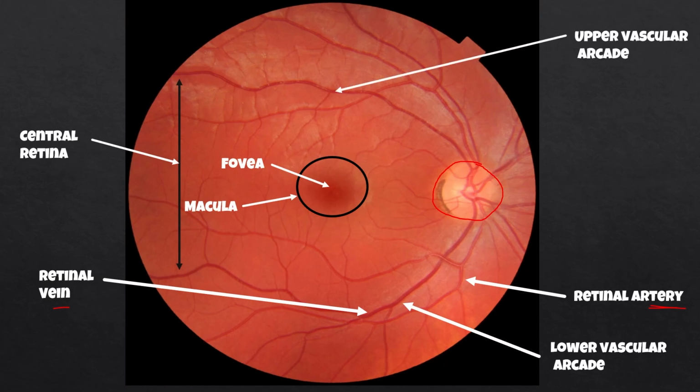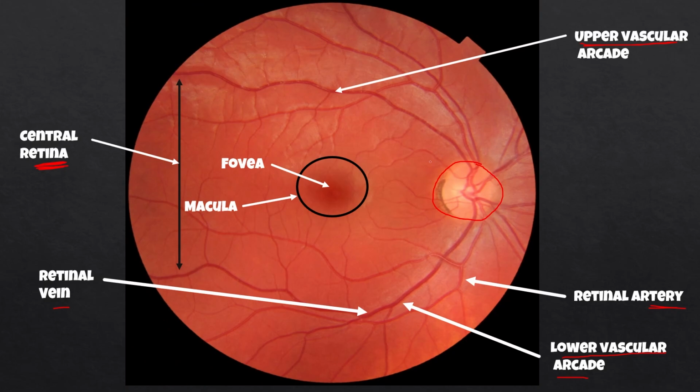Okay, so look up here, we have the upper vascular arcade, okay? And we have the lower vascular arcade down there, okay? These are formed by the retinal vessels. So why are they important? Because the part over here between the upper vascular arcade and the lower vascular arcade is known as the central retina. So why is the central retina important? The central retina is rich in photoreceptors known as cones. We have cones and rods. Central retina is rich in cones.